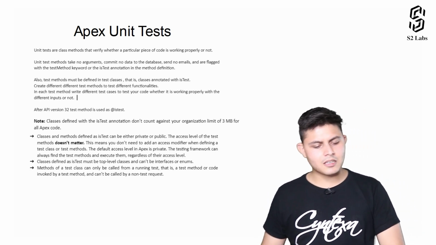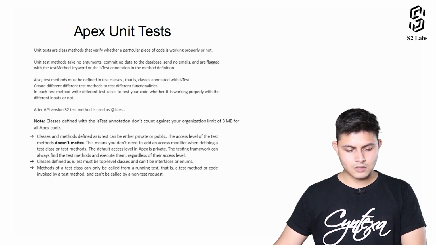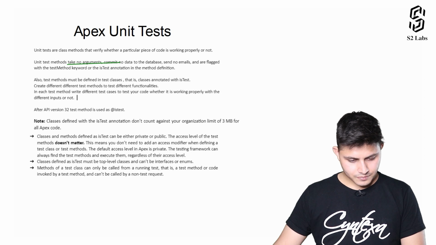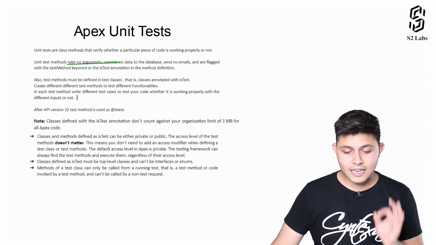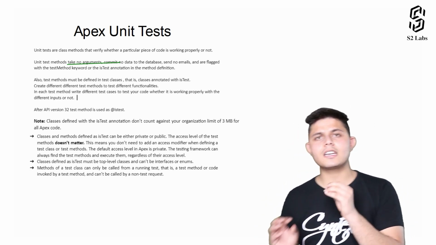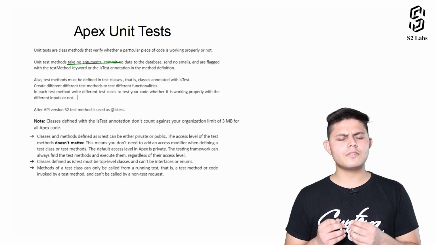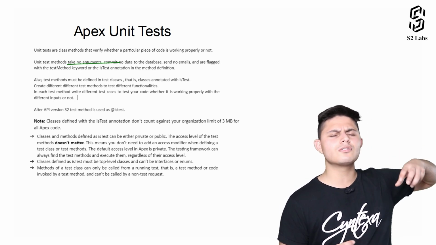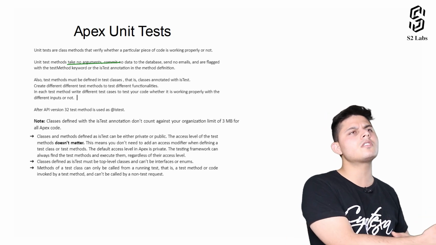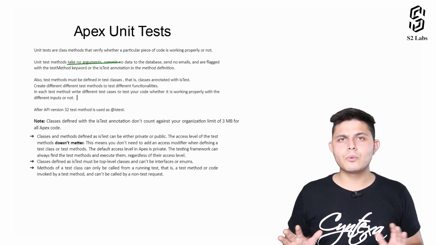Next, unit test methods take no argument and commit no data. This is important. You can just underline it. So it takes no arguments and commits no data to the database. So even if you are trying to test a functionality in which the code is supposed to create some records in the database, or update some records, or delete some records, don't worry.